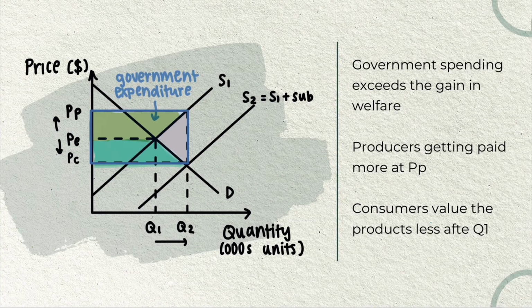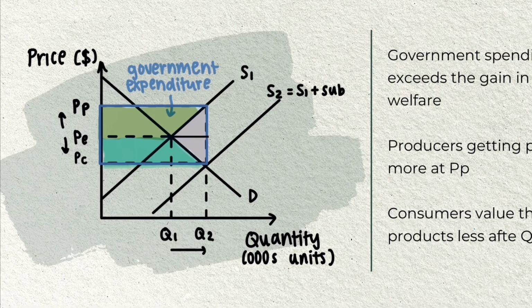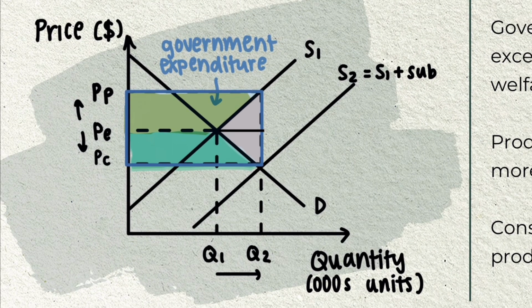If you remember from a few slides ago, the total government spending is this blue box here. Although producers are getting paid more at PP and consumers get more value as they are paying less at PC, the problem here is that government spending has exceeded the gain in welfare. So let me explain where the problems lie.